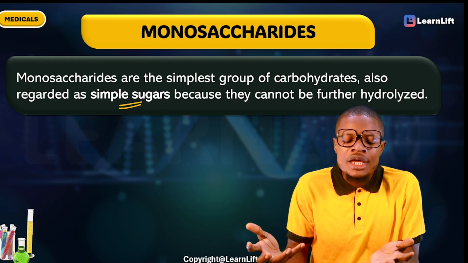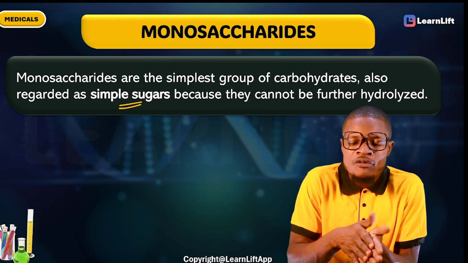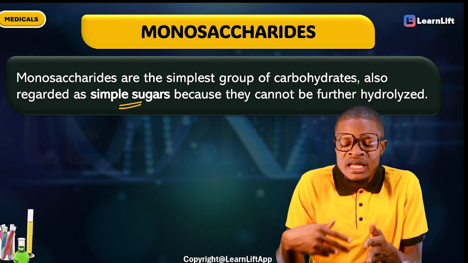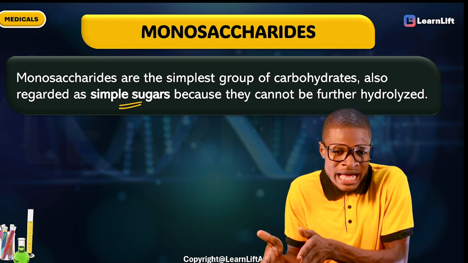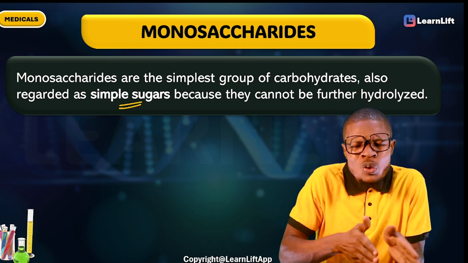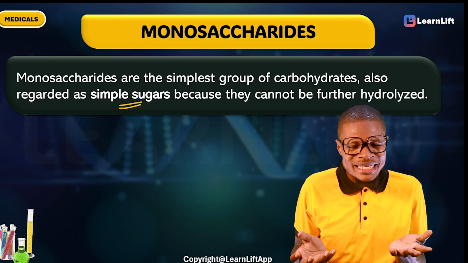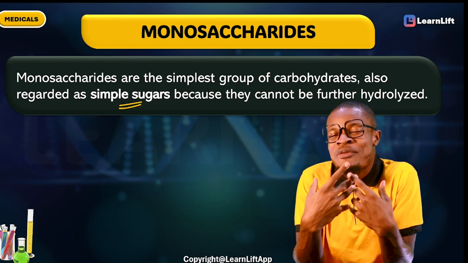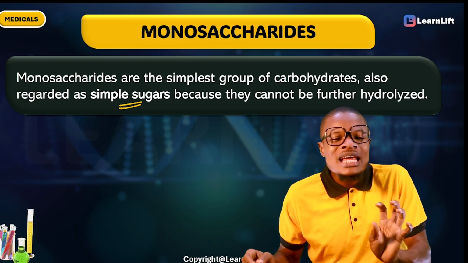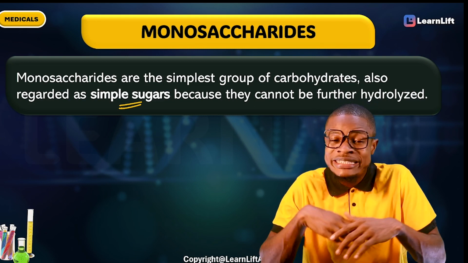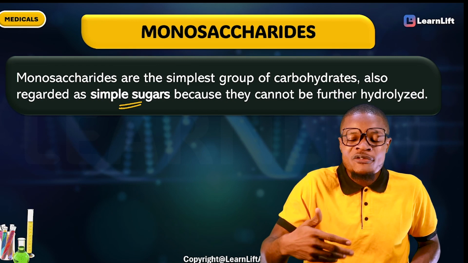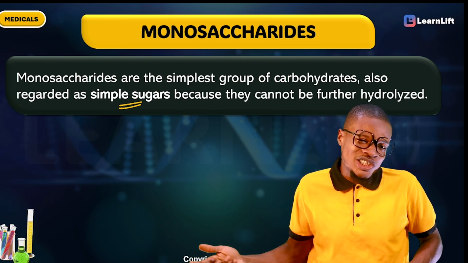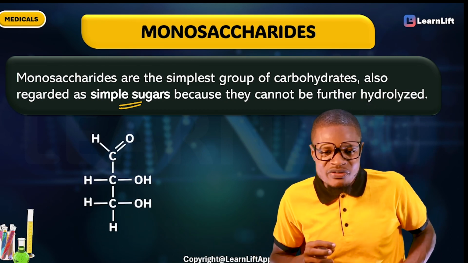In other words, if I mix it with water, hydrolysis is going to react with water. If I react monosaccharide with water, it cannot break down to give me another different compound again. Are you getting me? Which other type of sugar is it going to give? It's not possible. That's why I say that they are called simple sugar. They are the simplest form of sugar because they cannot be further hydrolyzed to give you other sugars.